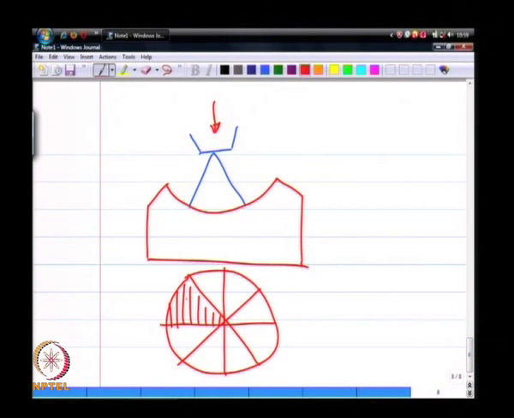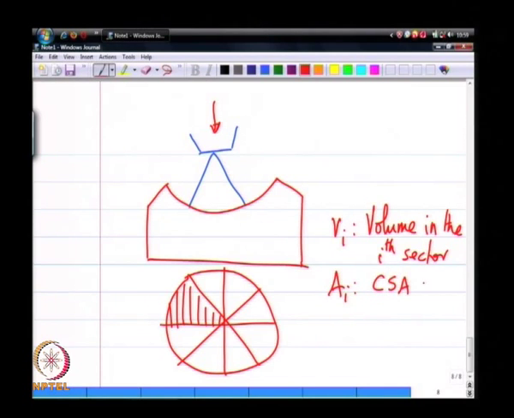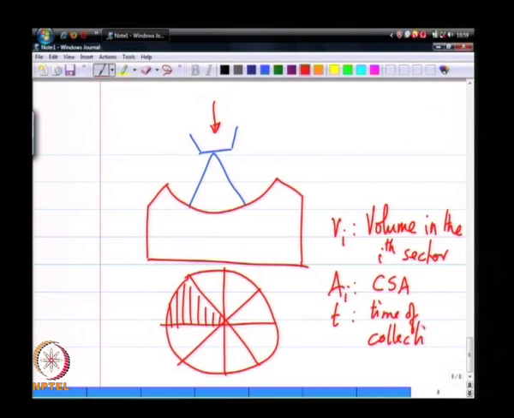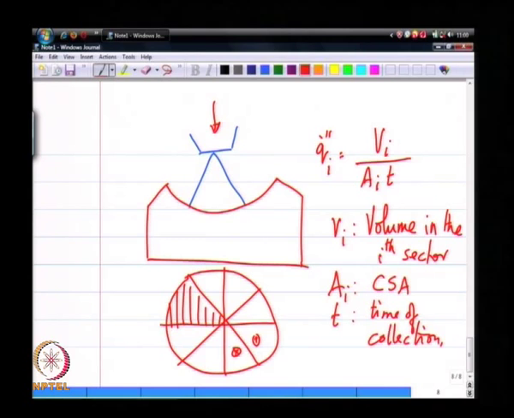So, if Vi is the volume collected in the ith sector, Ai is the cross sectional area of that sector as the flow sees it, and t is the time of collection, I can define the same Qi double prime, which is given by Vi divided by Ai t, and I expect Qi double prime over all the sectors to be the same if I have a relatively uniform spray. So, this is a patternator that measures the degree of axisymmetry of the spray, or degree of uniformity of the spray in the azimuthal direction.